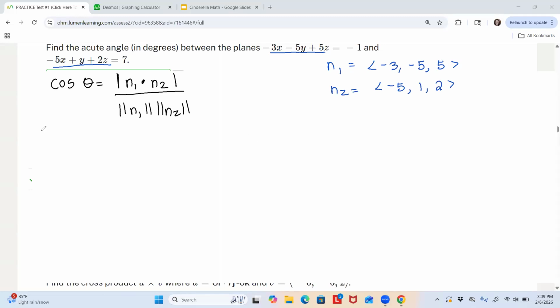Okay, so now let's dot those. So we have cos of theta is absolute value of this dot, so that would be negative 3 times negative 5 plus negative 5 times 1 plus 5 times 2. So that's absolute value of 15 minus 5 plus 10. So that's absolute value of 20, which is 20. There's our top.